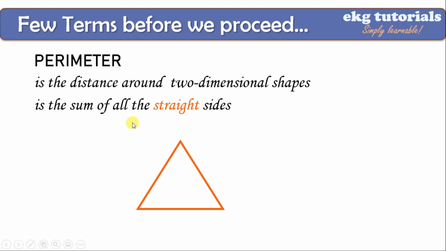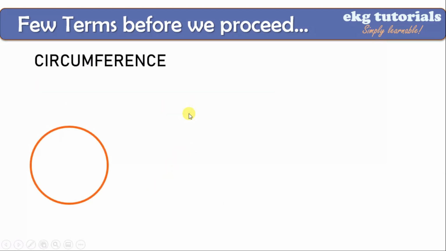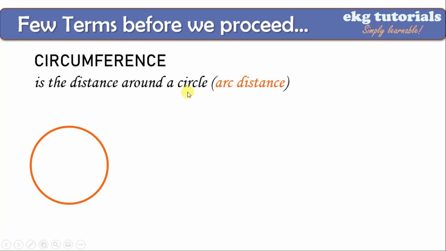There is a highlighted word here, straight. So pag yung side daw ng isang two-dimensional object is straight, we refer to the sum of those sides as perimeter. But what if yung ating kinukuha is an arc distance? In that case, we will be calling it circumference. So it is the distance around naman a circle which has no straight side.